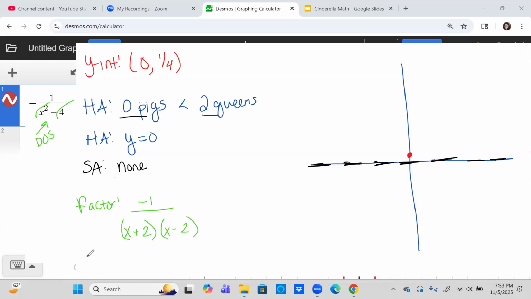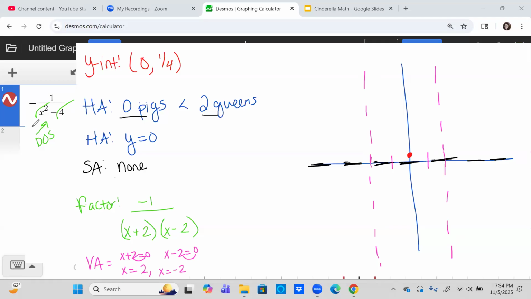We will have vertical asymptotes because we have a bottom. So set both of those bottoms equal to 0. So x plus 2 equals 0, x minus 2 equals 0. Move over, x equals 2, x equals negative 2. So dashed lines at 2 and negative 2. Okay.